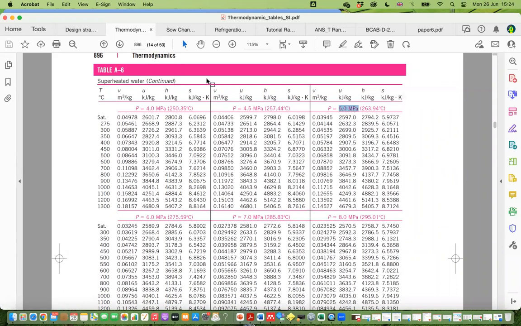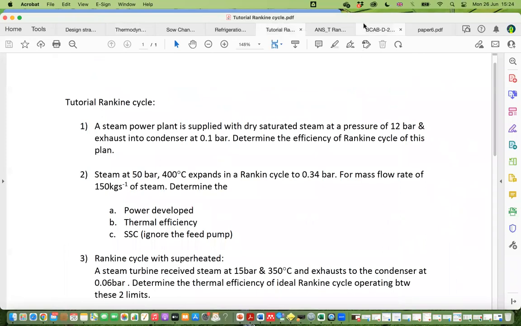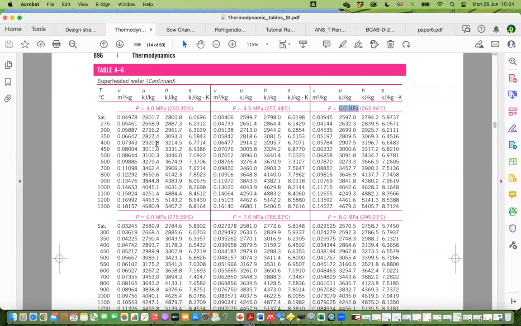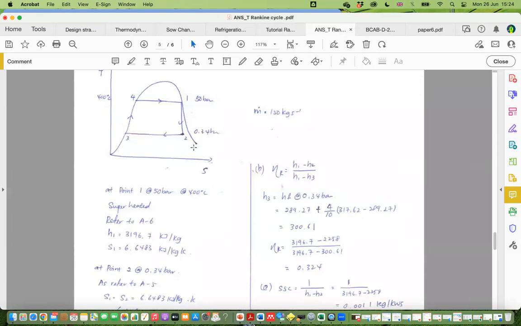And then because the temperature mentioned is 400, you refer to 400, and this is your enthalpy, 3199.6 is the enthalpy for h1. So indirectly, if I want to redraw this graph, it should be slightly higher up here, beyond the saturated curve.